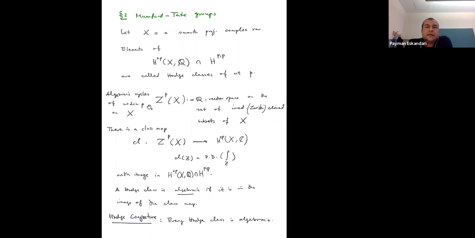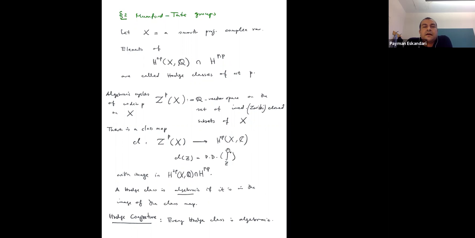Now, for every algebraic cycle there's a cohomology class assigned to it. So this class map goes from codimension P algebraic cycles to degree 2P cohomology. One way to think of it is that it's the Poincaré dual of integration over Z. It's easy to see that the image of this class map lands inside the space of Hodge classes, so the classes are defined over Q and are of type (P,P).